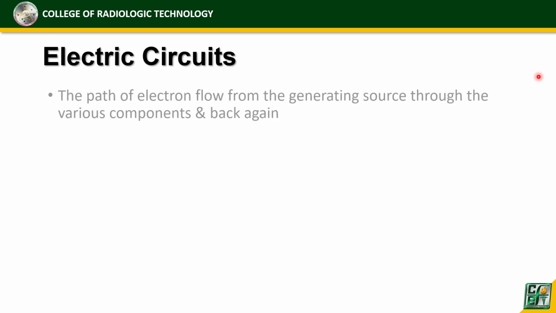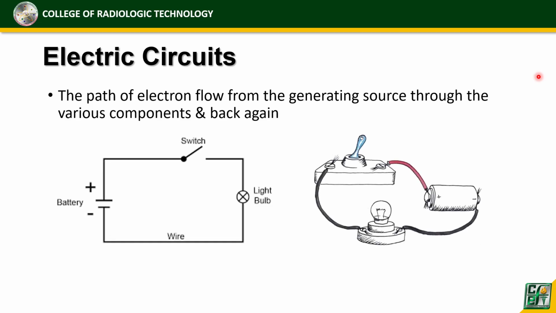Electric circuits. So the path of electron flow from a generating source through the various components and back again to the generating source. So yan yung basic definition ng isang electric circuit. Okay, so sa image or both images, okay, when we say generating source, siya ay yung ating battery. Okay, so flow of electron.